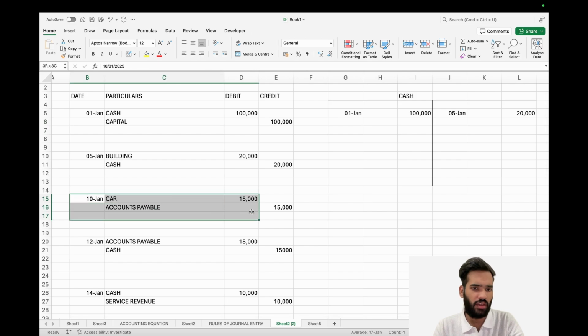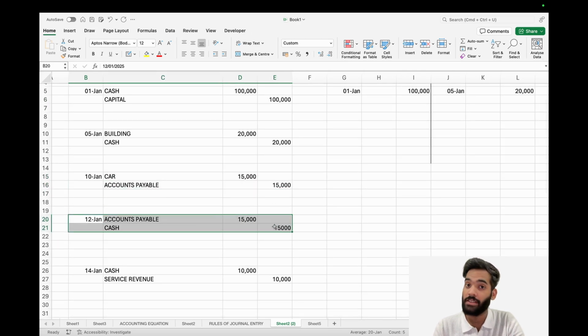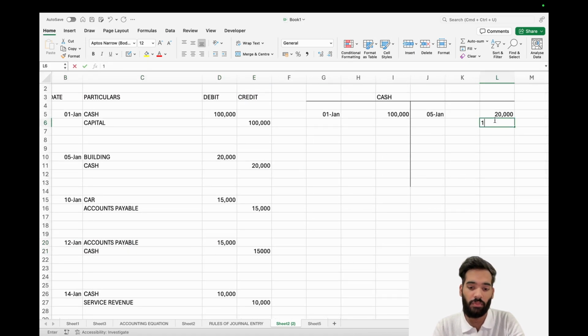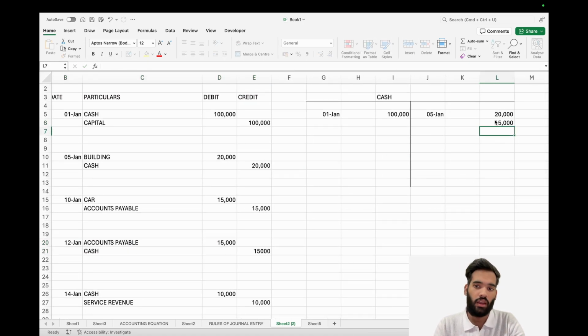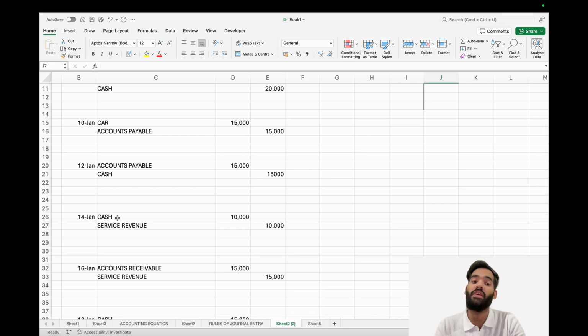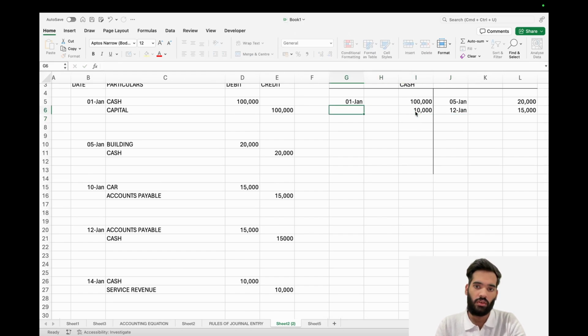Third one, is there cash? No. Fourth one, is there cash? Yes. It's a credit again. So I'll do the cash credit again by 15,000 and the date will be 12th of January. Perfect. Then on 14th of January, we are receiving cash, meaning cash debit. So on the debit side, I will write 10,000 and 14th of January.